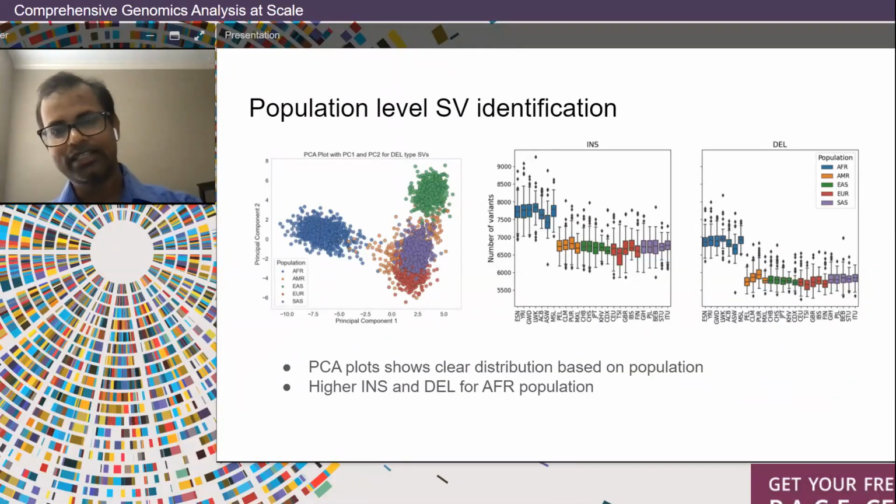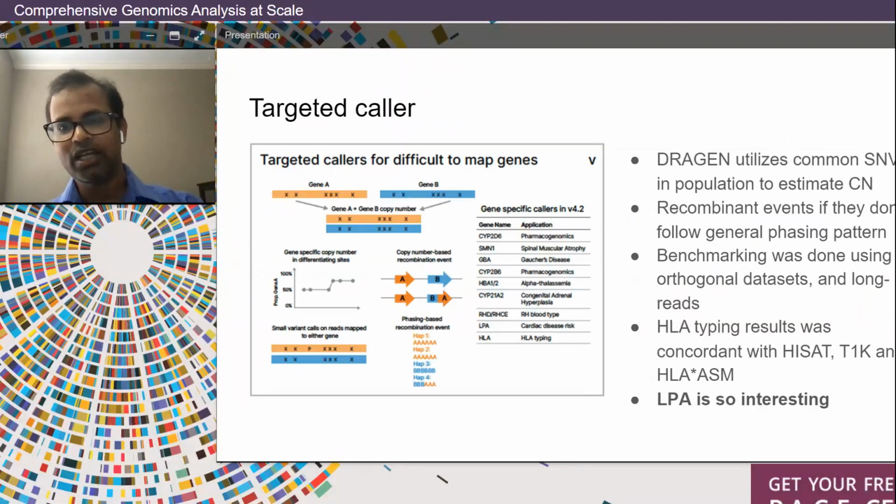After that, we did the analysis for all the populations taken together, and on the left side is the PCA plot that shows a clear distribution based on the population. Again, orange has scattered points that show the admixed American population. And similar to the SNPs and indels, you could see the African population always has higher insertions and deletions.